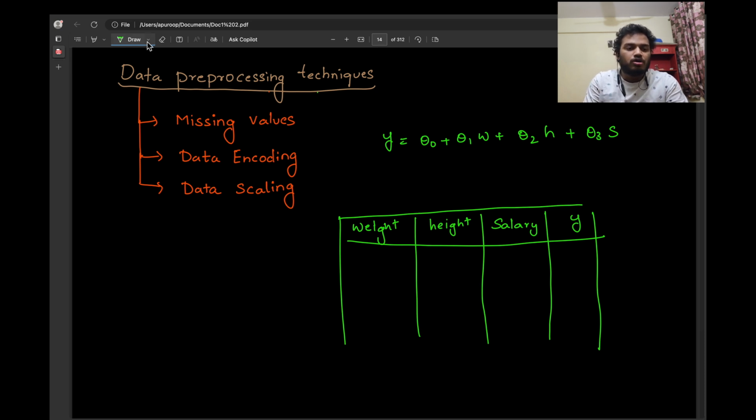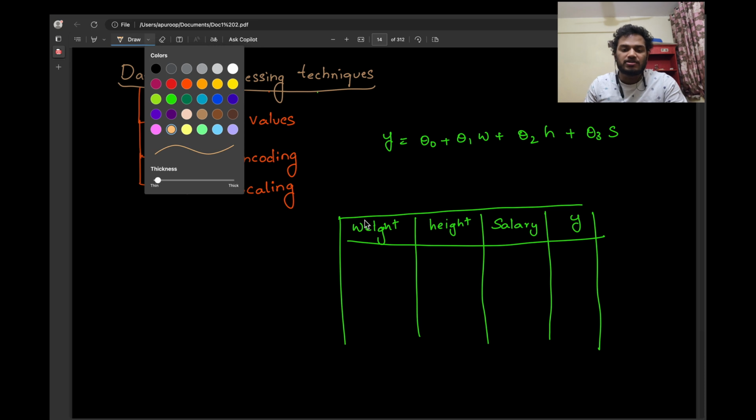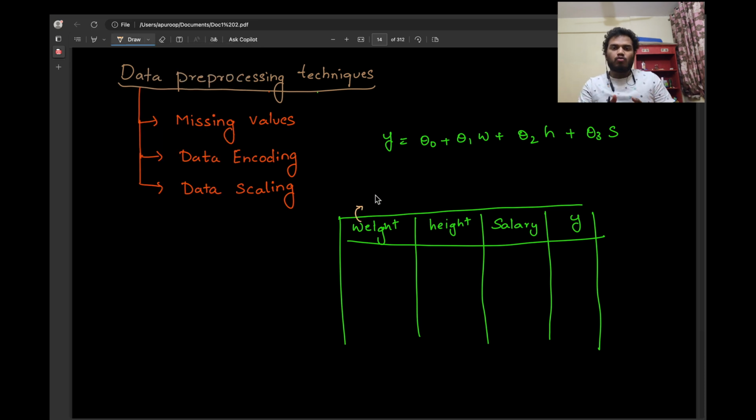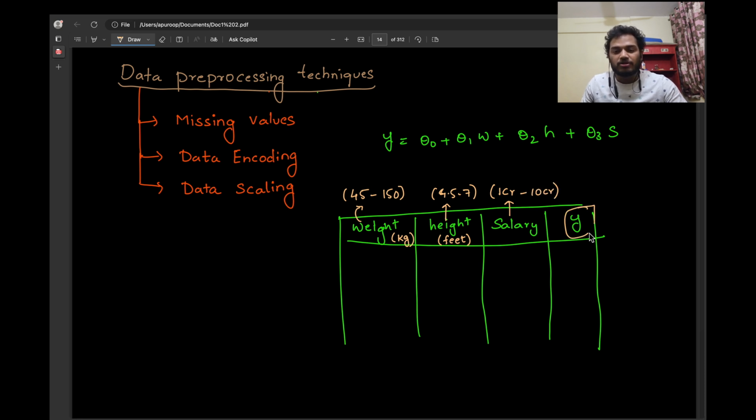Now let's look into the ranges of weight, height, and salary. If we collect weight in kgs, the general range might be something like 45 to 150. Similarly, if we take height in feet, the range might be something like 4.5 to 7. And if we take salary, let's be a little optimistic, let it be 1 crore to 10 crores. Based on this, we want to predict the output. We'll have multiple data points and their corresponding outputs, and this will be our whole data set, right?